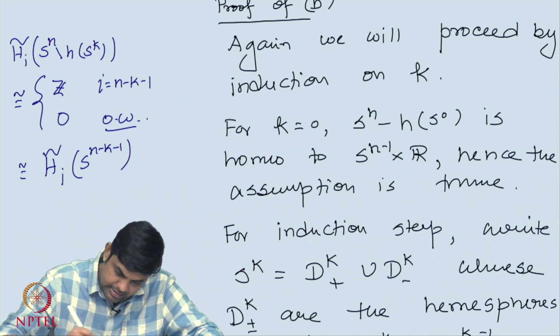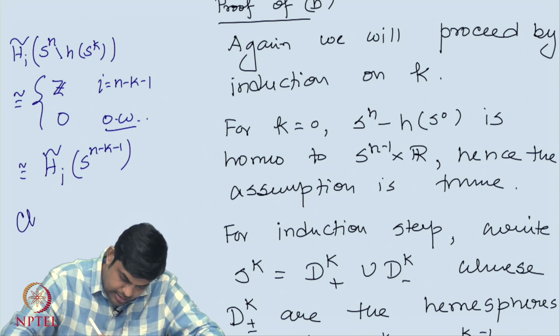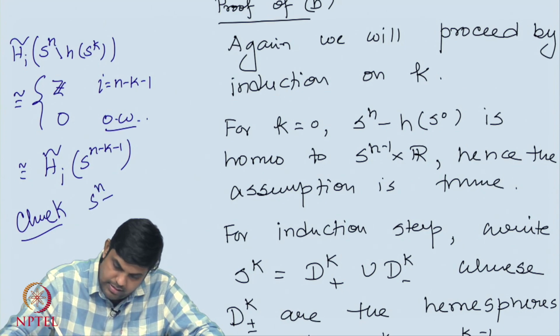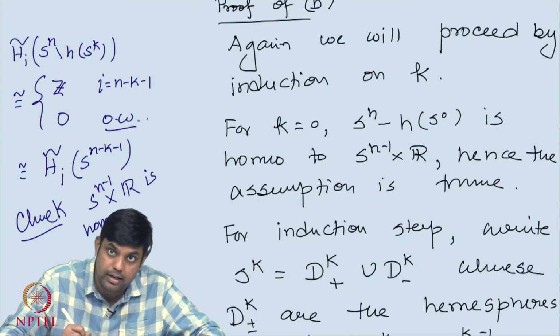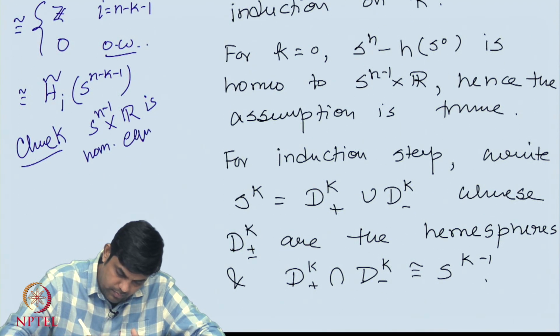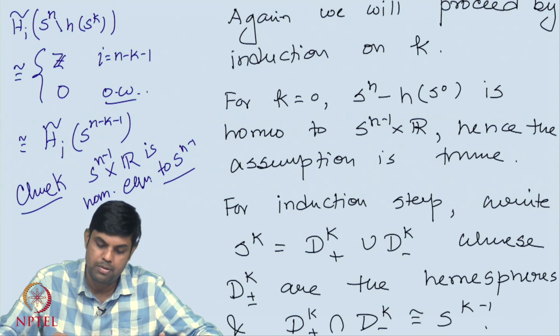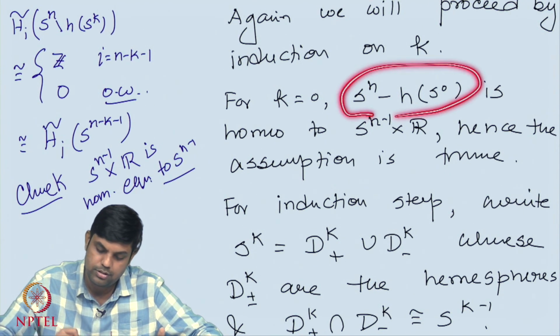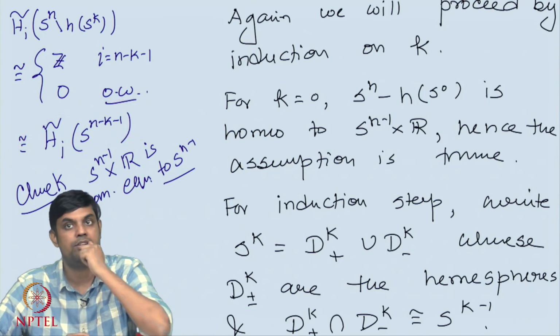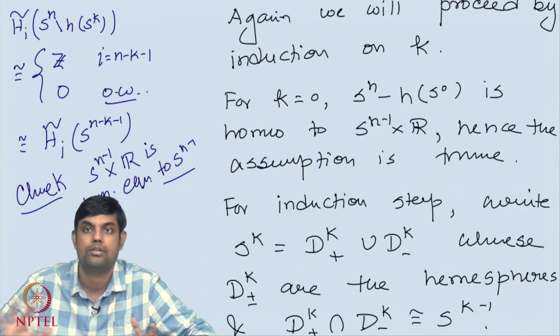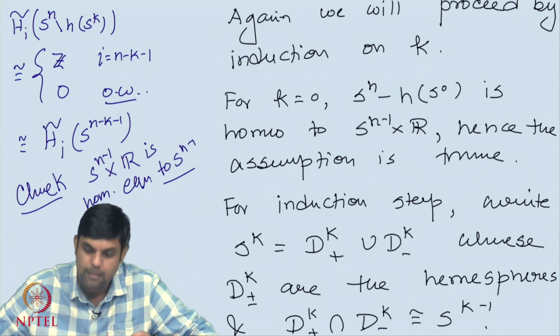So, check that Sn minus 1 cross R is homotopy equivalent to Sn minus 1. Okay. Therefore, this has the same homology as Sn minus 1, which is what I have written here for k equal to 0 in this case, and therefore, our assumption is true. Okay.